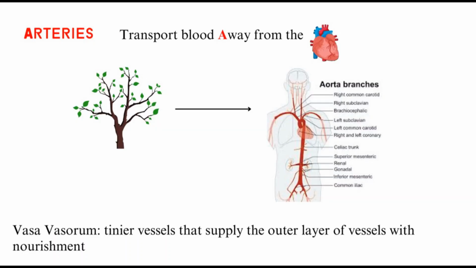Arteries. Arteries transport blood away from the heart, usually at high pressure, to the tissues. So just like how the tree trunk branches and gets smaller, these arteries too branch out of the heart and become smaller and smaller. Remember A, arteries carry blood away from the heart. Arteries need to survive just like any other tissue, isn't it? So they have something called vasa vasorum, which are tinier vessels that supply the outer layer of blood vessels with nourishment.